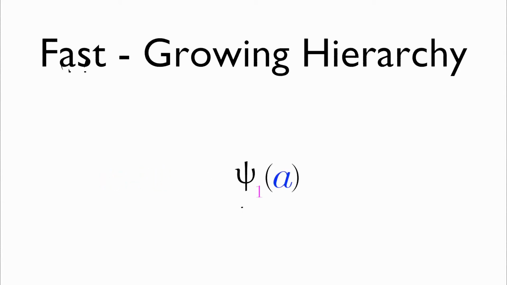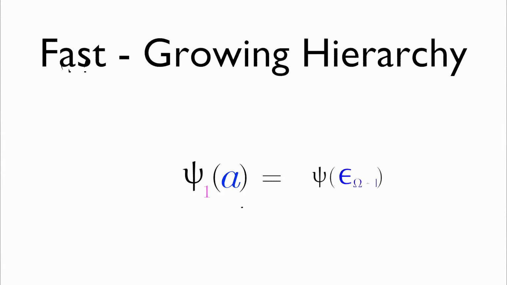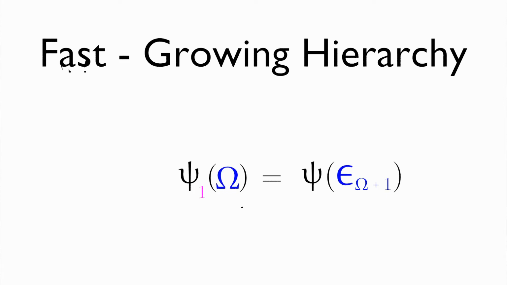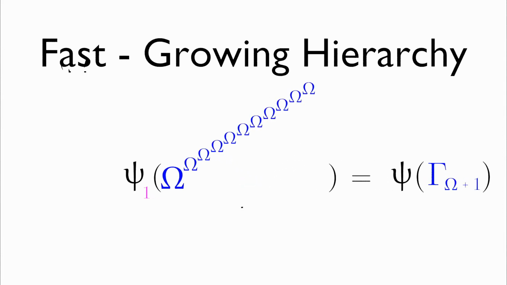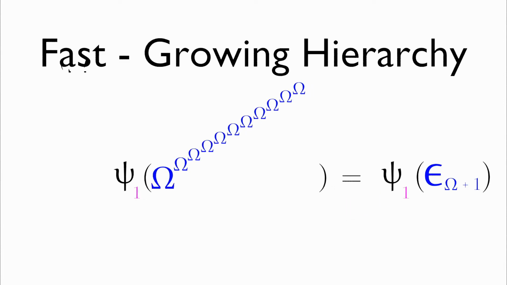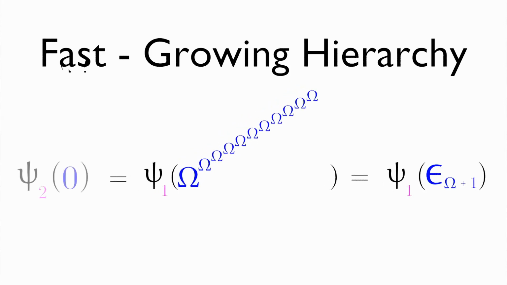If we do psi 1 a, this will be equal to epsilon omega plus 1 plus a. If we do psi 1 capital omega, this will be zeta omega plus 1. If we do psi 1 omega times a, this will be zeta omega plus 1 plus a. If we do psi 1 omega to the omega times a, this will be gamma omega plus 1 plus a. We can also exponentiate capital omegas infinitely. This will be psi 1 epsilon omega plus 1. This can also be written as psi 2 0.